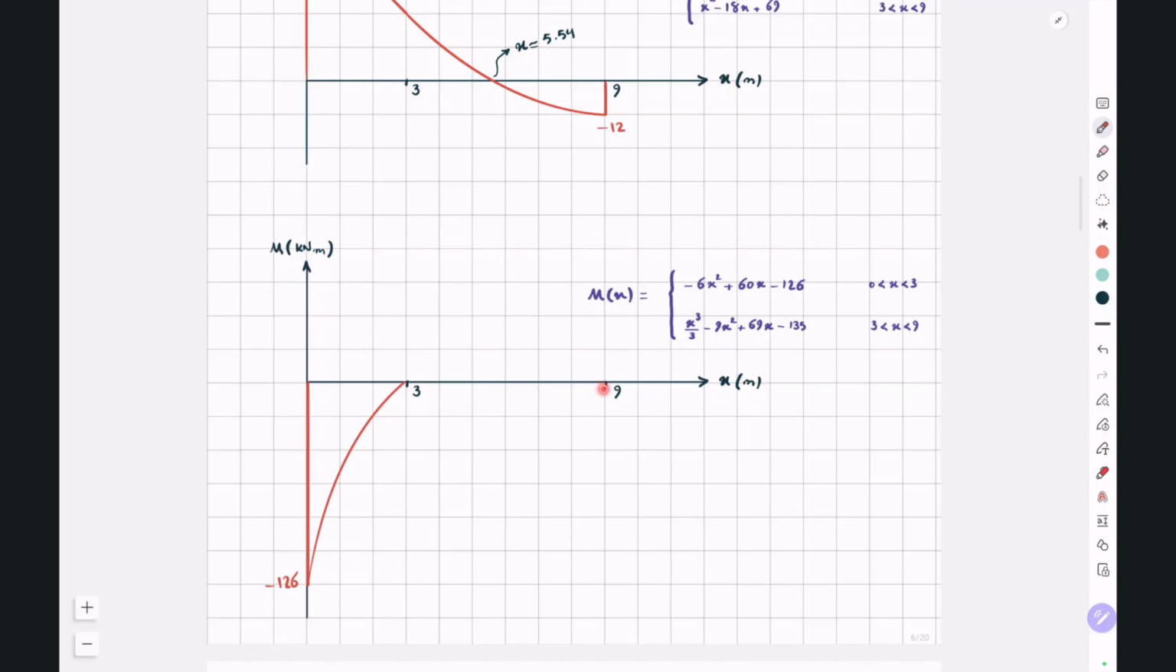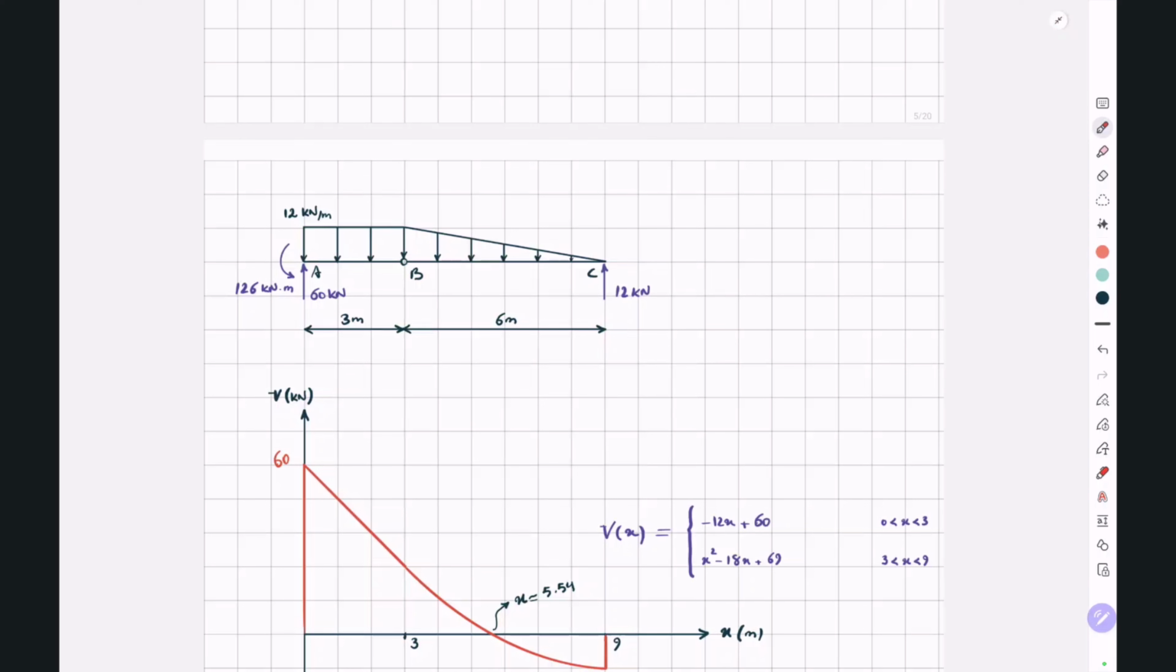From point B to C, where x is between 3 to 9, we have a triangular load, and the moment is a cubic function. And the moment diagram will look something like this. And at x equals 9, or point C, we don't have any concentrated couple moment, so there won't be any jump in our bending moment diagram at this point. So the moment will be equal to 0 at x equals 9.